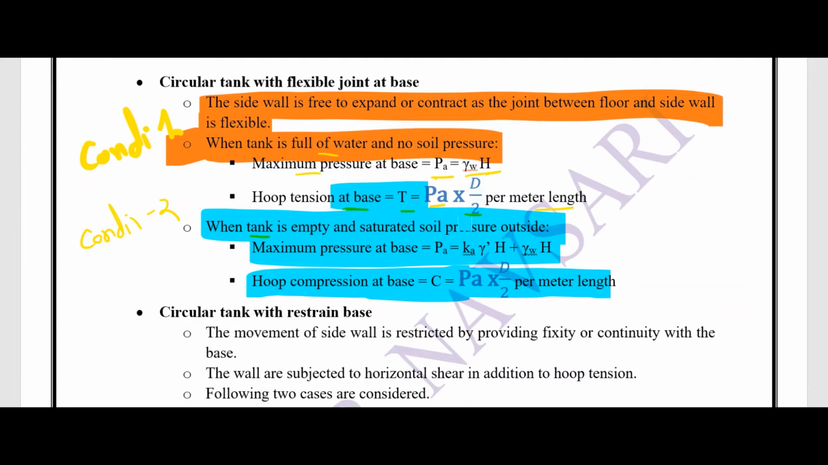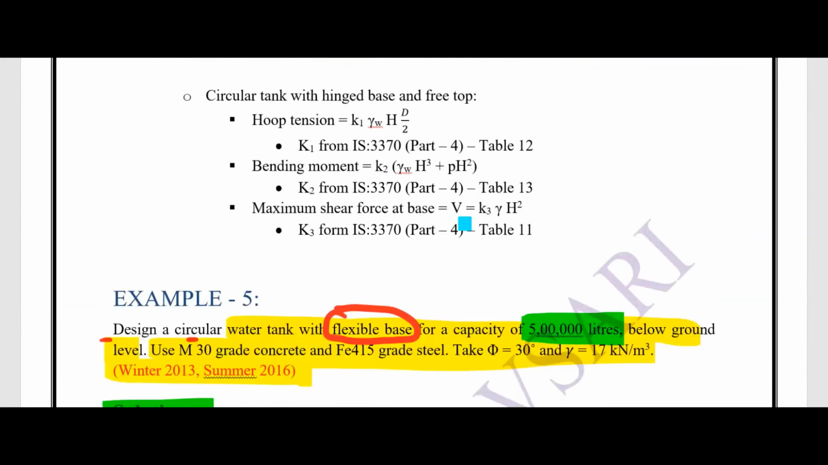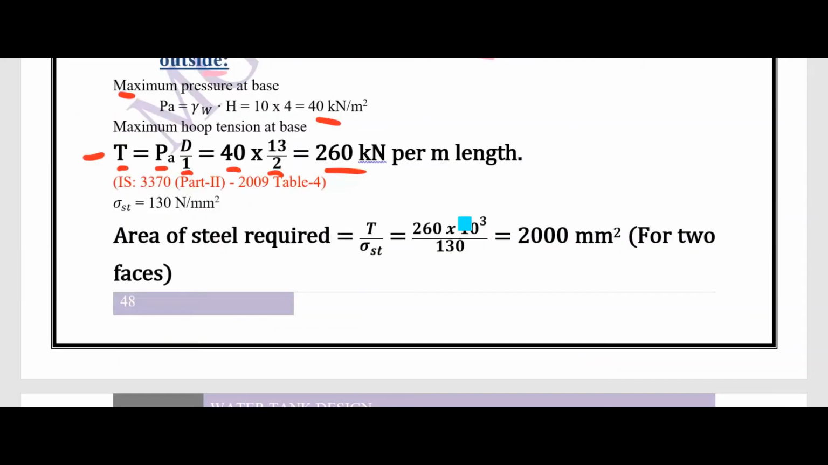Now we are going to calculate hoop tension, T equal to PA D by 2. So 40 into 13 by 2 gives 260 kN per meter.